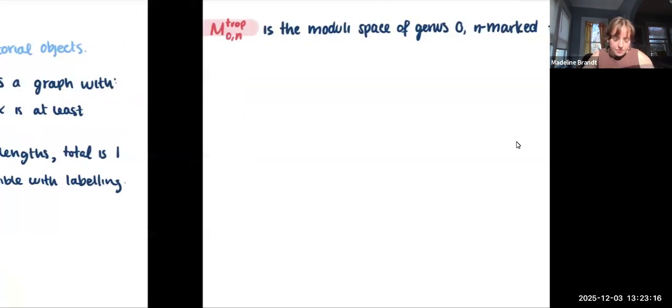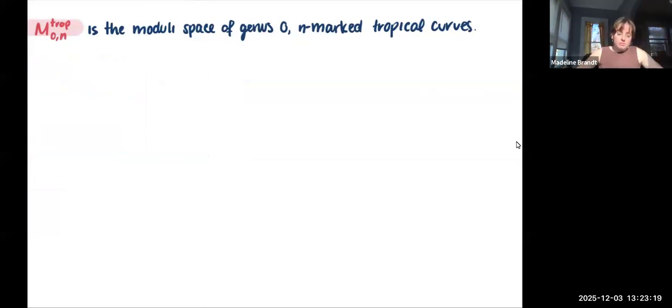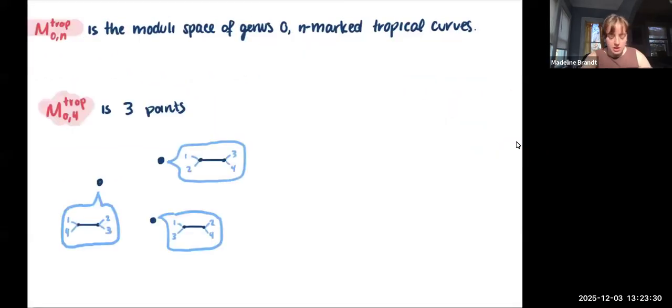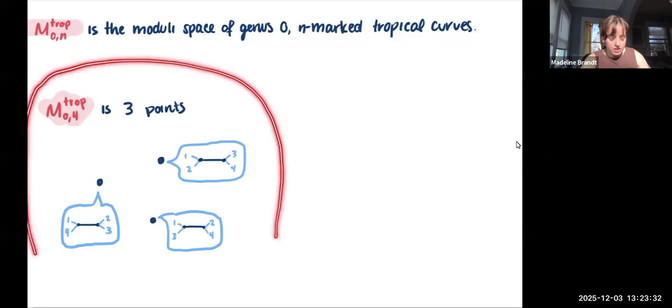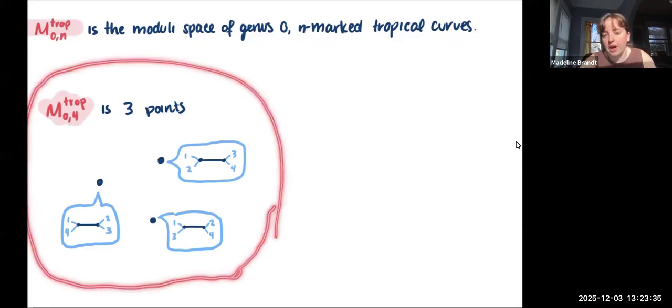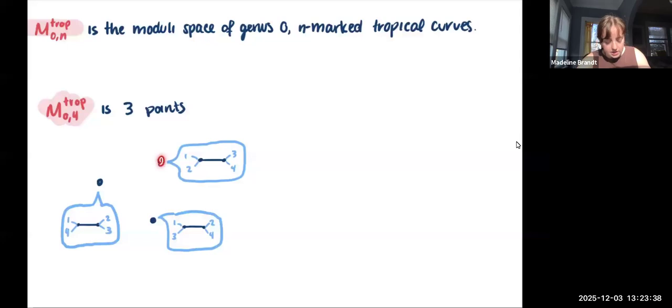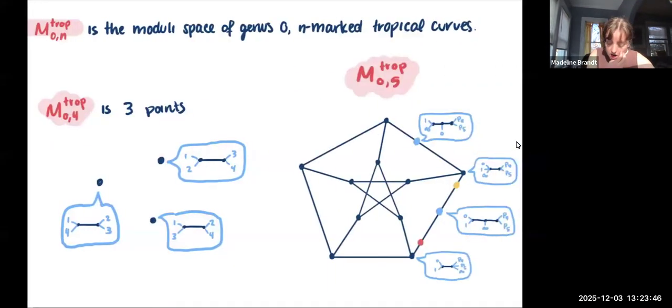Okay, so I'm going to denote by M0 trop the moduli space of these objects, genus 0 n-marked tropical curves. Here's how the space looks. From the example on the previous slide, there are just these 3 options, and so the moduli space of these things consists of 3 points. And here's how M05 trop looks. It actually looks like a Petersen graph. Let me go into this a little bit.